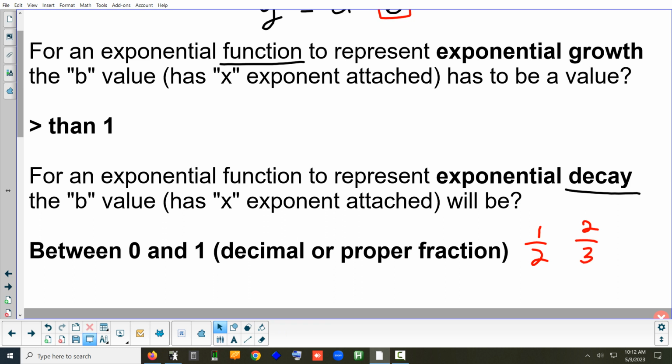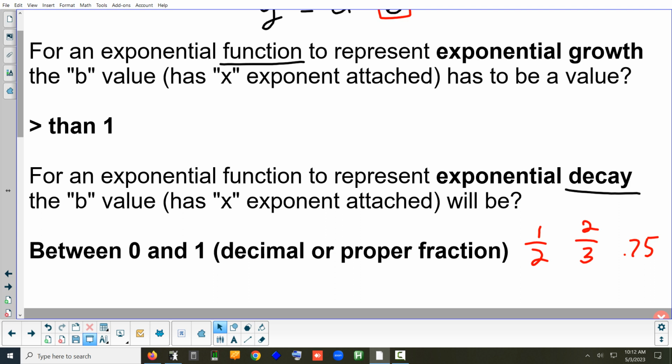If you take 2 and divide it by 3, that's 0.6 repeating. So that's between 0 and 1. 0.75. Okay. Those are all examples of numbers between 0 and 1. Most of the time it'll be a fraction, but you could see a decimal. It's okay. You could see that.